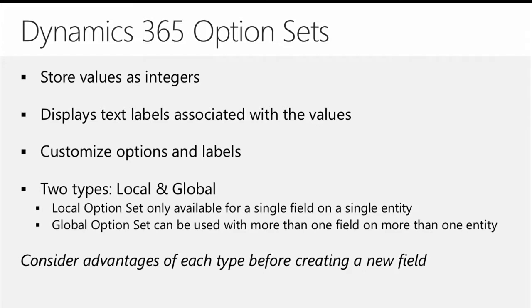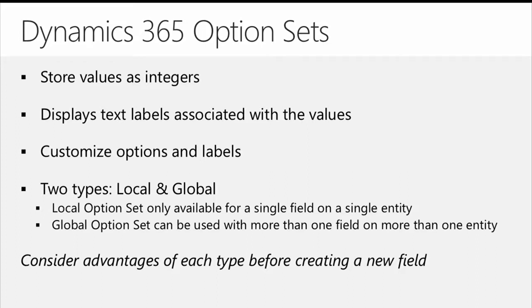And in those cases, it might make more sense to have those options available across the board. A good example of that would be if you think about shipping methods. If I'm going to ship something out to somebody, I might have a shipping method on the opportunity, but I also might have shipping method on orders. I might have it on invoices, all of those different types of situations.